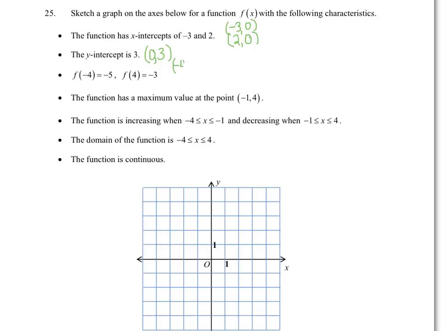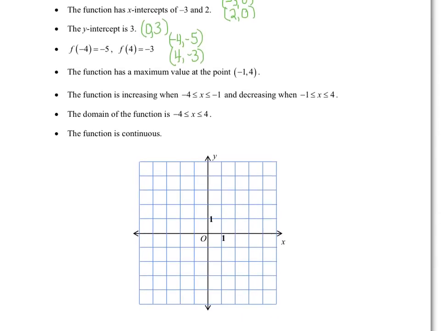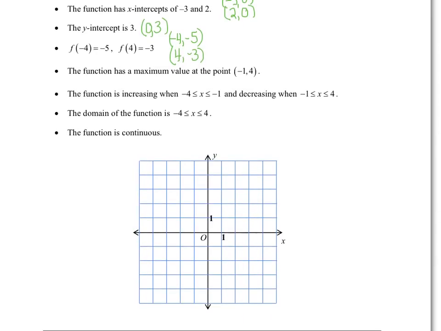Well, negative 4 is going to be my x, negative 5 is going to be my y, so I'm going to have the point negative 4, negative 5. I also have f of 4 equals negative 3, so I know that there's a point 4, negative 3 on my graph. Let's start plotting these points. We have negative 3, 0. We have 2, 0. We have 0, 3. We have negative 4, negative 5, which is all the way down here. We have 4, negative 3. And those are the first 3 bullets.